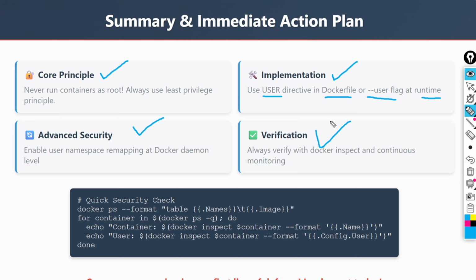And coming to verification, where we always need to check which user containers are running as. By using the inspect command, we can set up continuous monitoring to catch misconfigurations early at runtime. This was just a quick check where we run this particular script to list all the running containers. The script shows all the running containers and their configured users, which user is associated with which container and what they are running. This basically helps you quickly spot any containers still running as root, and you can take the necessary actions accordingly.